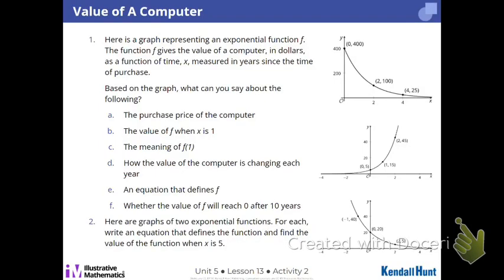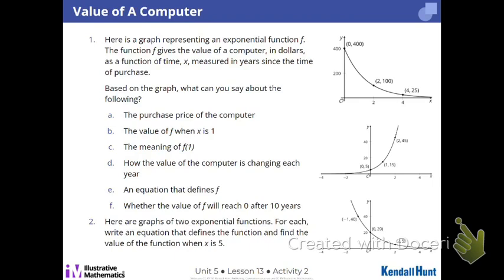We're going to set up two things here, problem 1 and problem 2. They're kind of separate on your notes, so make sure as you finish 1, you move on to 2. Problem 1 is the value of a computer. What do you think happens to the value of a computer, not even looking at it? After you buy your computer, it decreases, because newer computers are always better, right? New ones are better. So you're going to look at the purchase price, when x is 1, the meaning of f of 1, how it is changing, and then you're going to write the function.